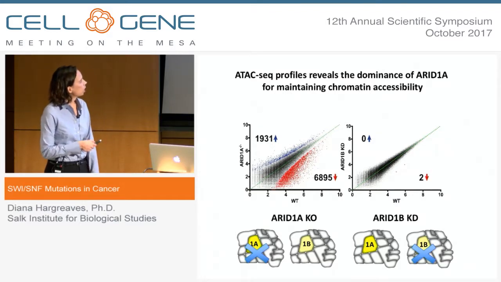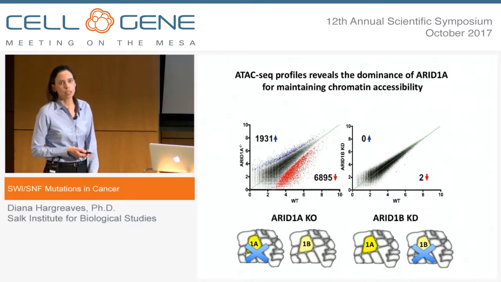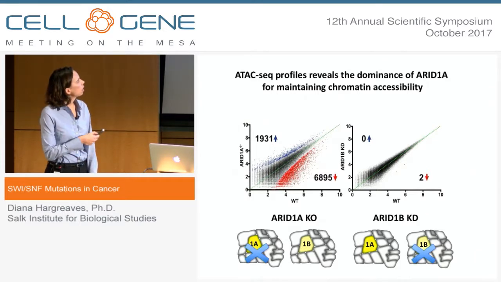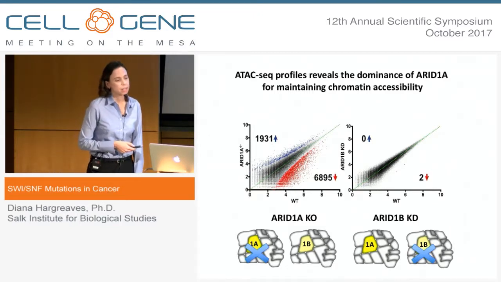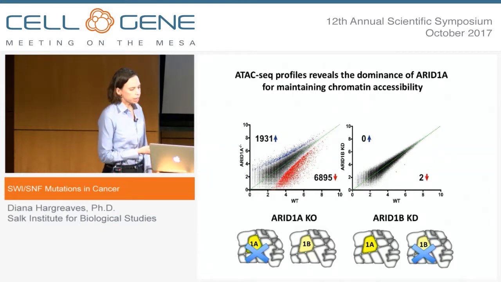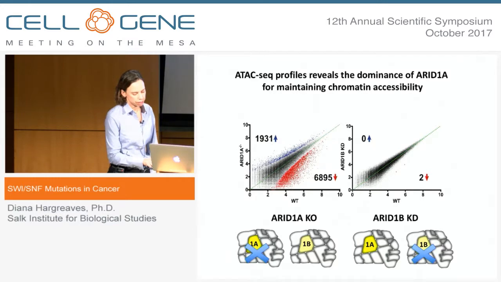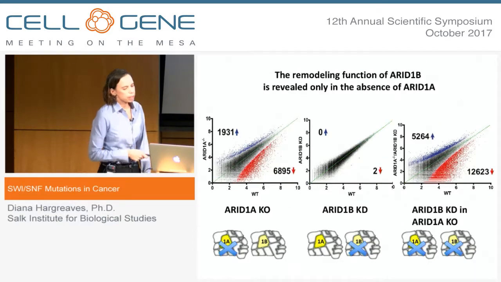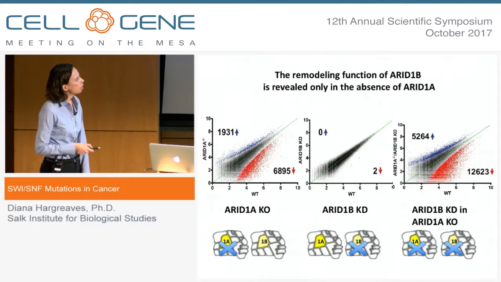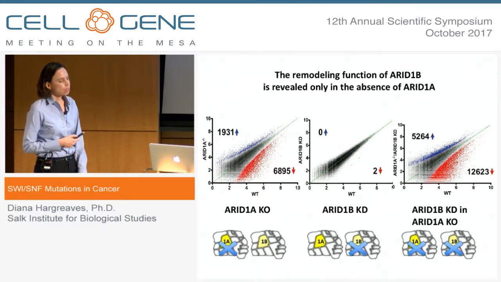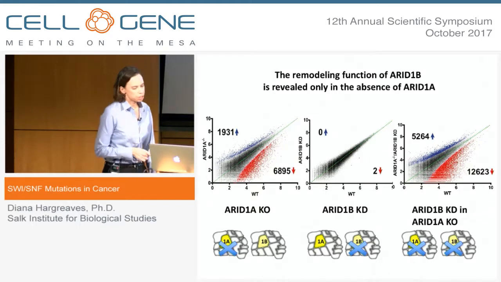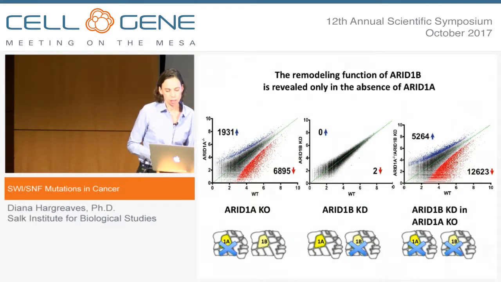In the context of an ARID1A knockout, we saw that thousands of sites changed in their accessibility genome-wide. Nearly 2,000 sites gained accessibility, nearly 7,000 sites lost their accessibility. However, knockdown of ARID1B had really no effect. And so I think this underlies mechanistically why ARID1A is selected to be mutated in cancer. However, now when we knock down ARID1B in the ARID1A knockout setting, we recover a role for ARID1B. An additional 3,000 sites gain accessibility, an additional 5,000 sites lose accessibility. Again, this mechanistically recapitulates the relationship of these homologs in cell culture.